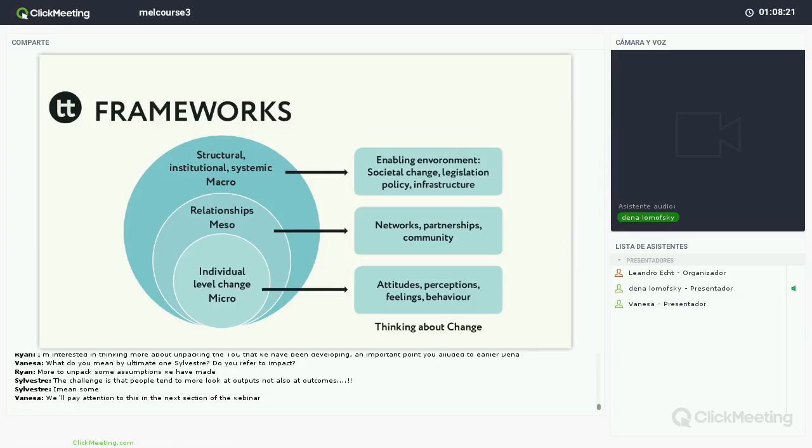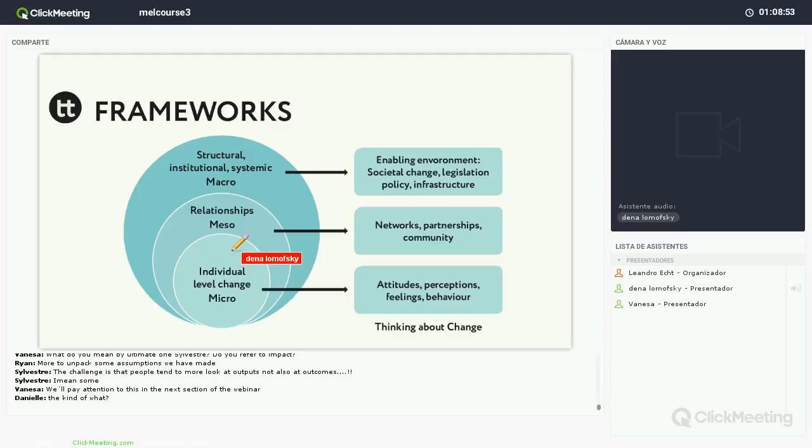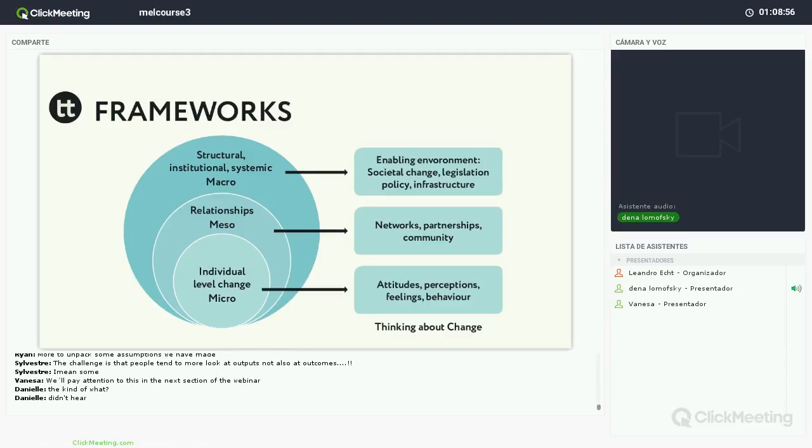Okay, so if there aren't any questions, let me just ask you a question about this particular slide. Just before I hand over to Vanessa, can you think about and maybe share an example of the kind of change that you would bring about with the people that you're working with? Let's say policymakers, at the level of individual change. Can you give some examples from your work of where you may want to influence the attitudes, feelings, or behavior of policymakers?